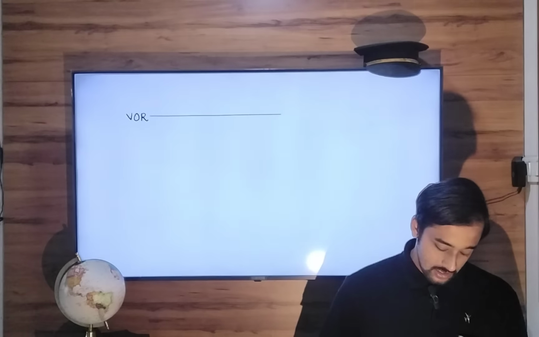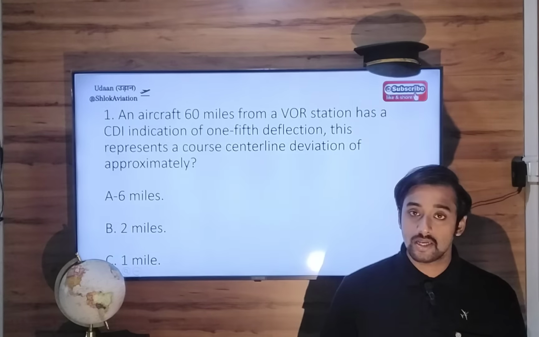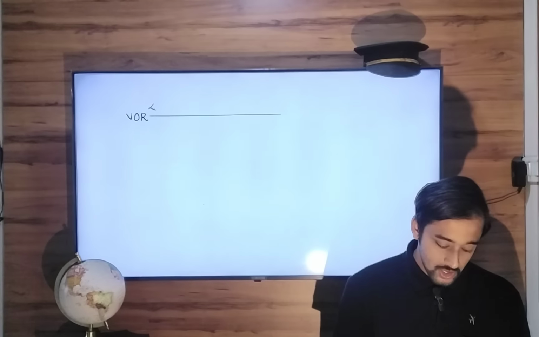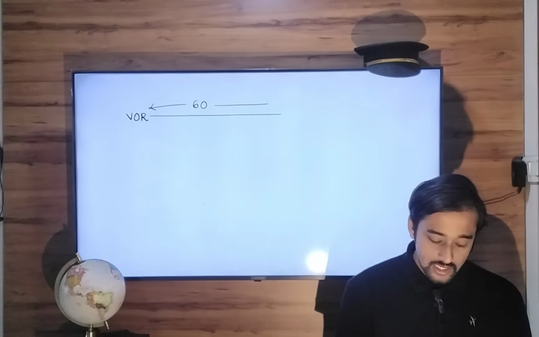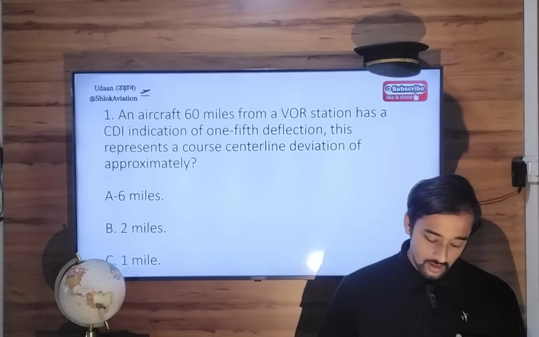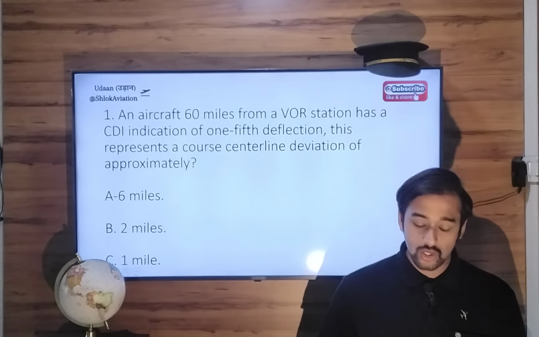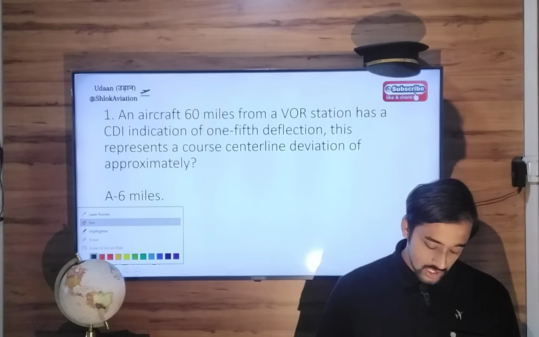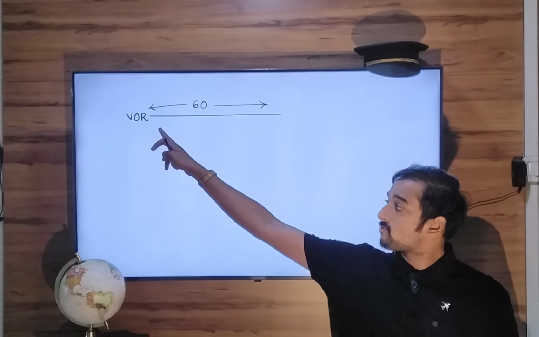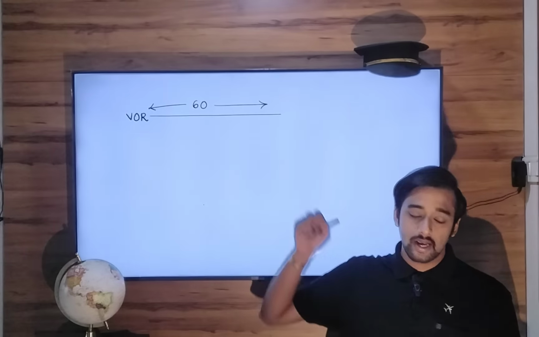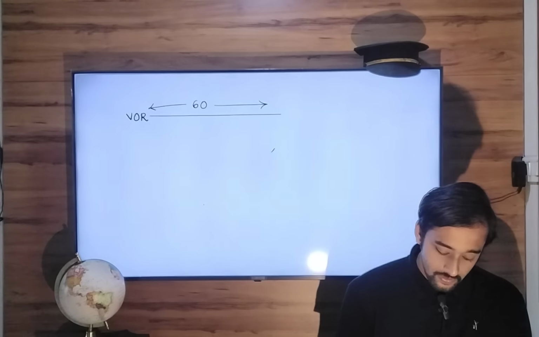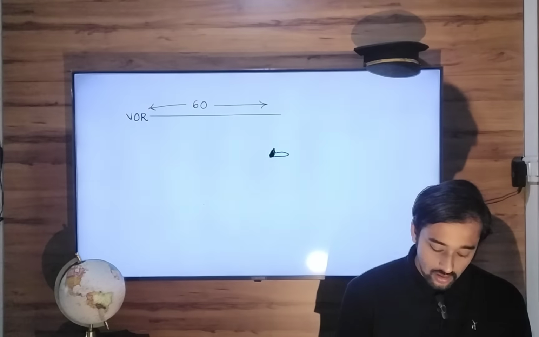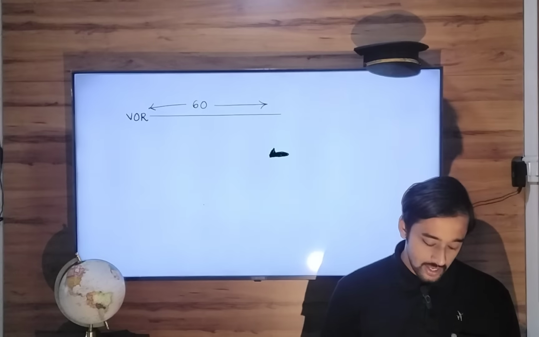So here we have a VOR station. This is the radial of that VOR. An aircraft has traveled 60 miles away from that station. The CDI indication shows a 1/5 deflection. That means our aircraft, instead of being positioned exactly on this radial of VOR, has deviated from that radial and is somewhere over here, on some other radial of this VOR.